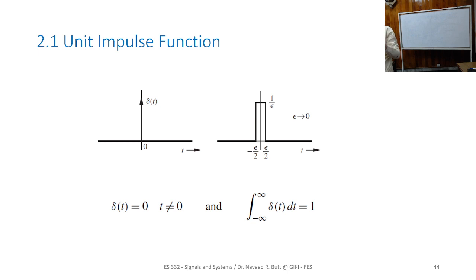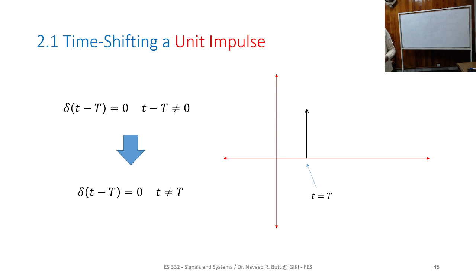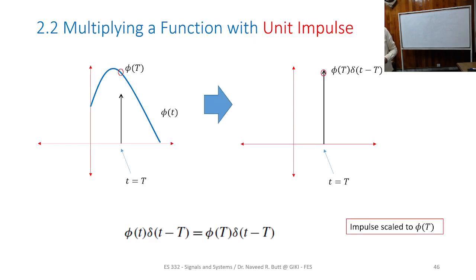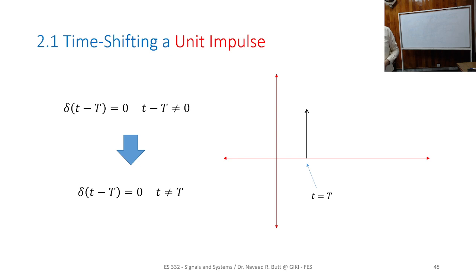In discrete case it's very simple, it's a unit sample, okay, at n equals 0. So we'll come back to that. Okay, so this is delta t minus t0.